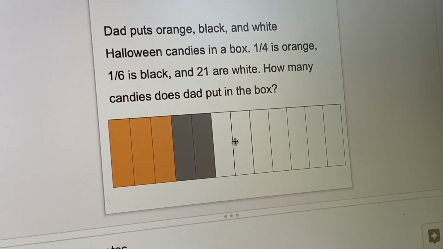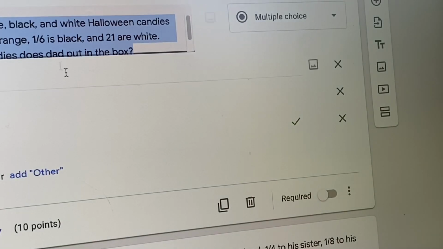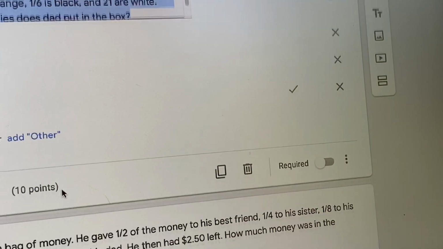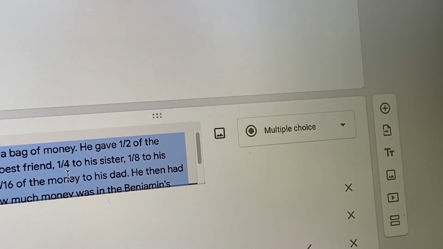So 21 are in 7 blocks. So each block is 3. So how many candies? Each one is 3. The total is 12. So 36 candies in the box. Let me see the answer. The answer is 36. Okay.